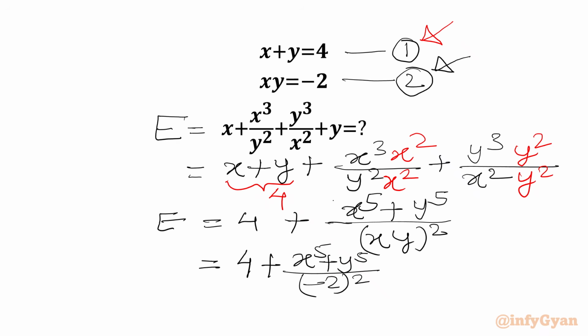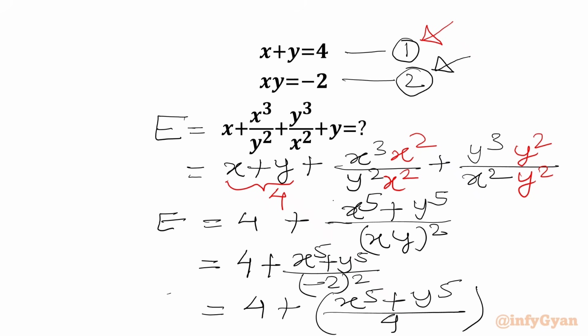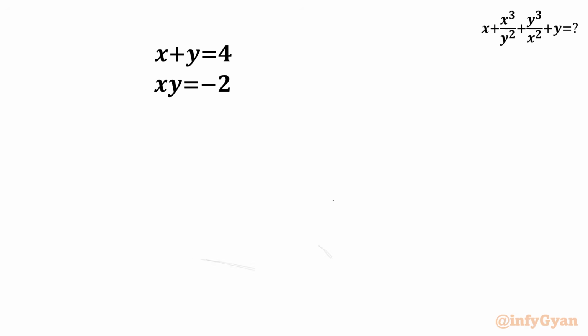Minus 2 whole square is plus 4. We will get 4 plus x power 5 plus y power 5 over 4. This is our target expression. First we will find x power 5 plus y power 5. Then we will be able to find E. I will be using Newton's sum or recurrence formula method.